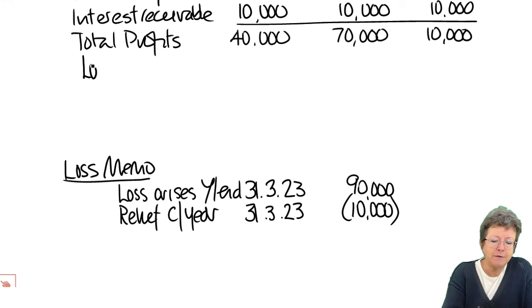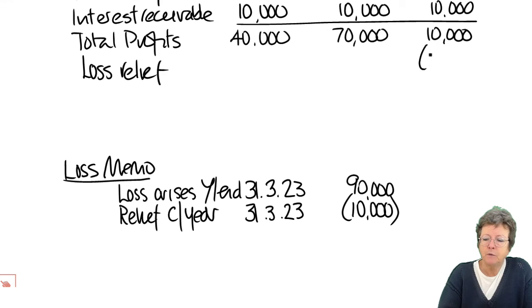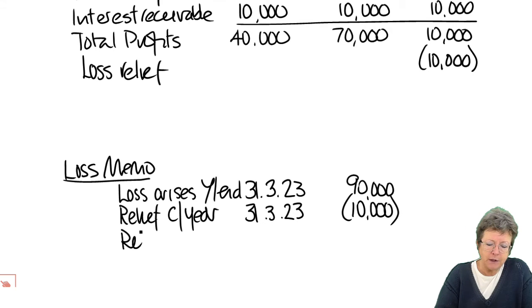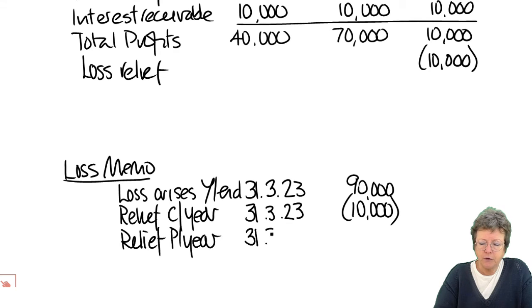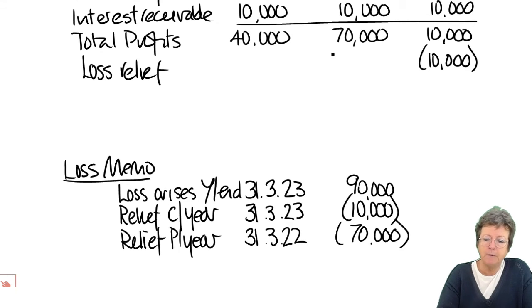So loss relief, let's put it in there, 10,000, which means we've got 80,000 left. Now I'm going to carry it back, so I'm going to get relief in the previous year, on 31st of March 22, and that's 70,000. That's as far back as we can go.